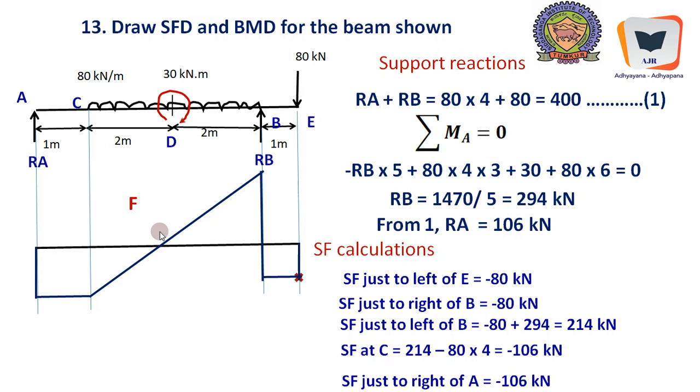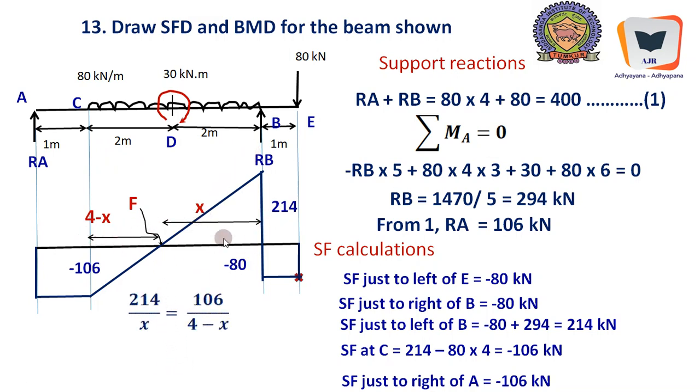Anyway, the shear force becomes 0 over here, and this point is to be located because at this particular point the bending moment is going to be maximum. It is the location where maximum positive bending moment is found. So it is 214 and minus 106. This is to be located by comparing similar triangles. We will assume this distance to be x, and this becomes 4 minus x, because from here till here it is 4 meters. So we compare the similar triangles by taking the ratio.